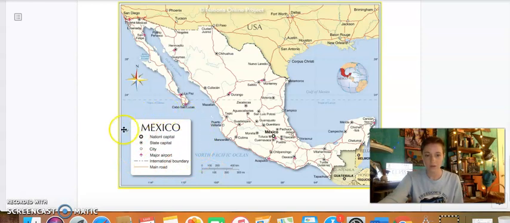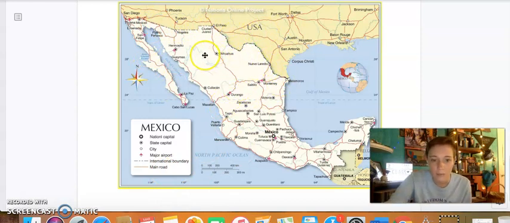So here's our legend over here, and it tells us exactly what those symbols mean, right? The national capitals, state capitals, different cities, airports, international boundaries, so we see that right here, and the main roads, and you can see all those red lines going through. And not everything is represented, but you can also see a little bit of the rivers as well, right? We can see the Gulf of Mexico, the oceans being represented and labeled.